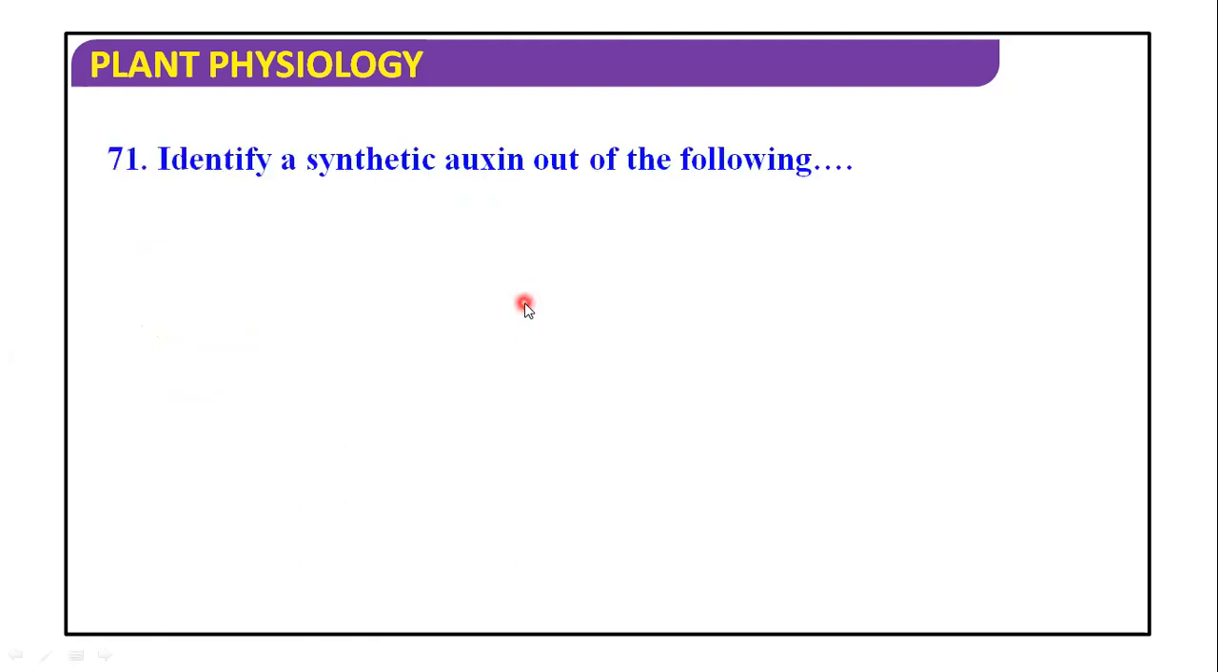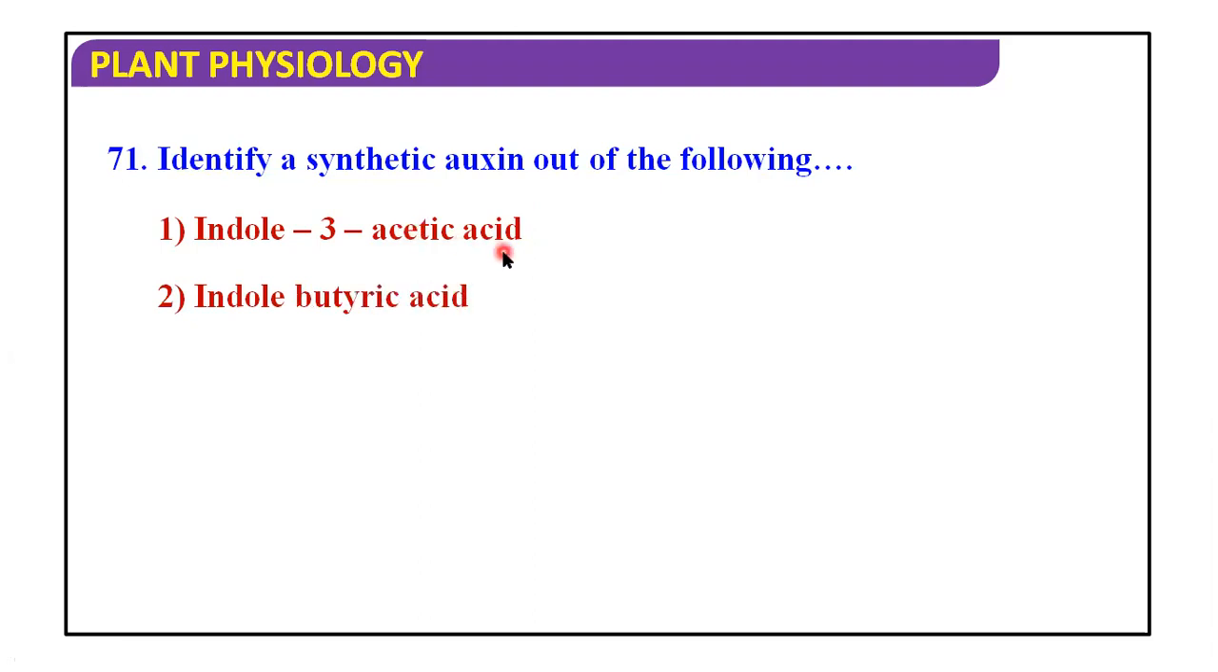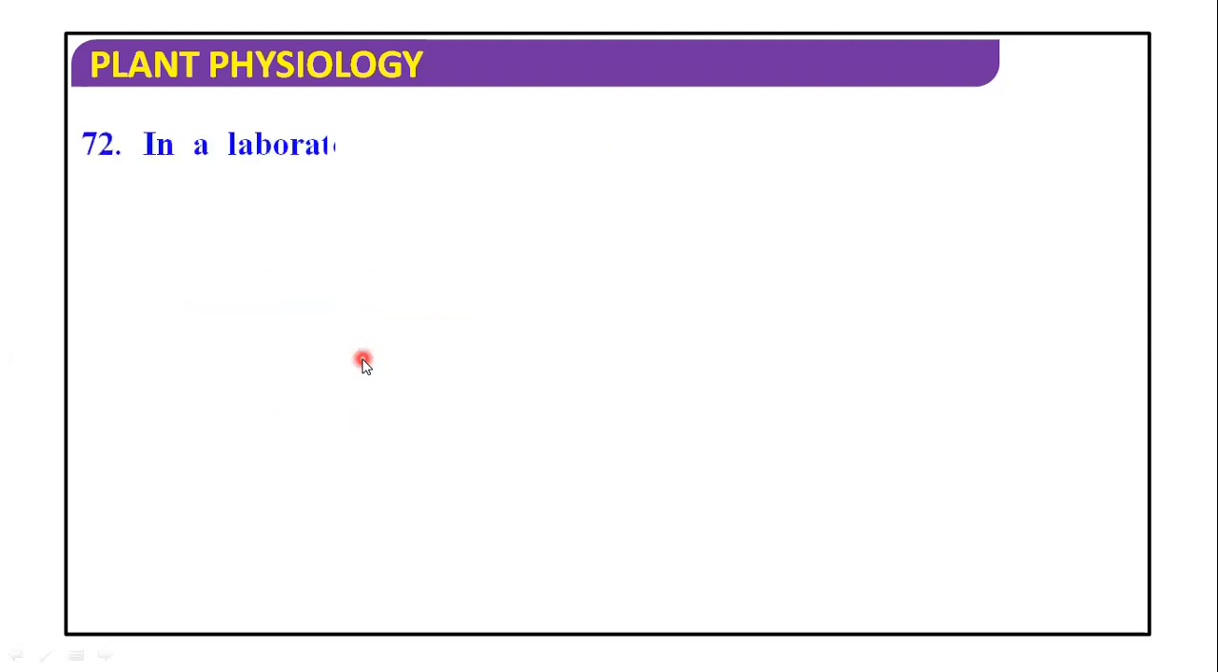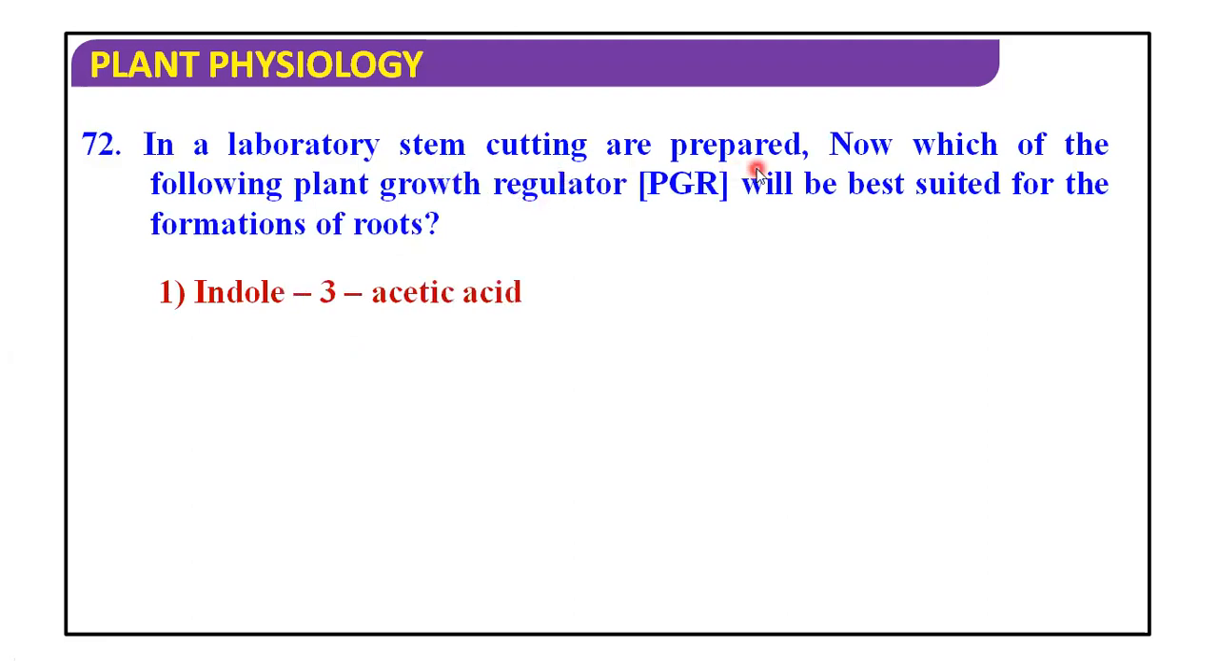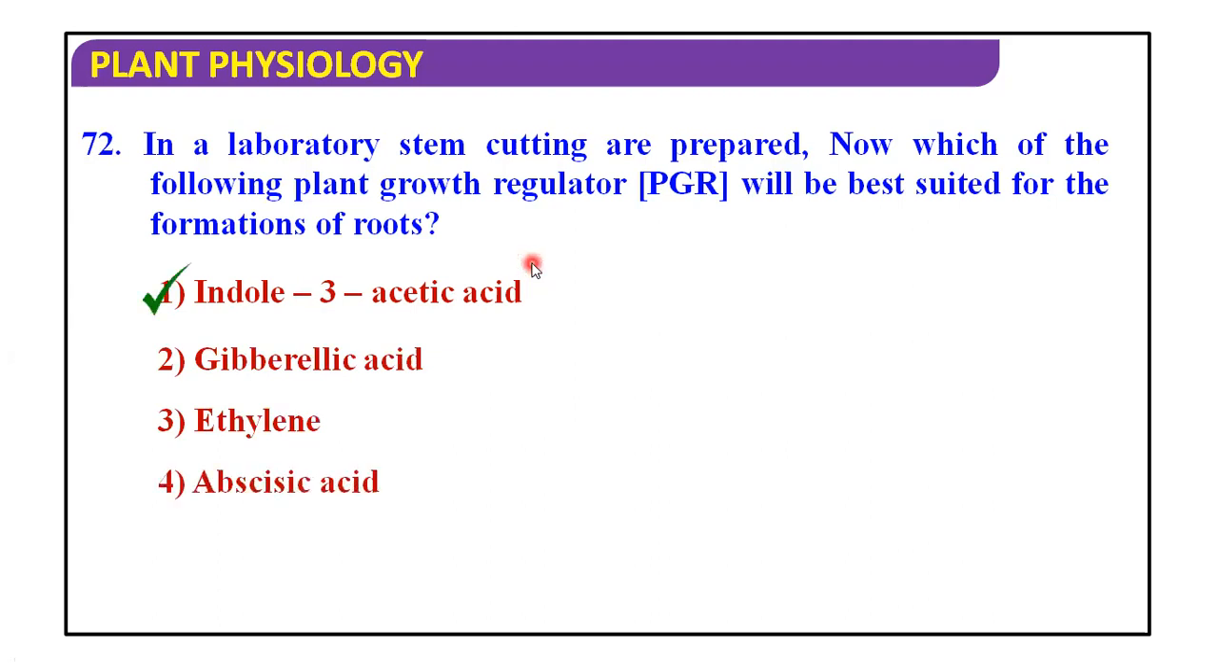Identify a synthetic auxin out of the following: indole 3-acetic acid, indole butyric acid, 2,4-D, and abscisic acid. Answer is 2,4-D. In a laboratory, stem cuttings are prepared. Which of the following plant growth regulators will be best suited for the formation of roots? Indole 3-acetic acid, gibberellic acid, ethylene, and abscisic acid. Answer is indole 3-acetic acid.